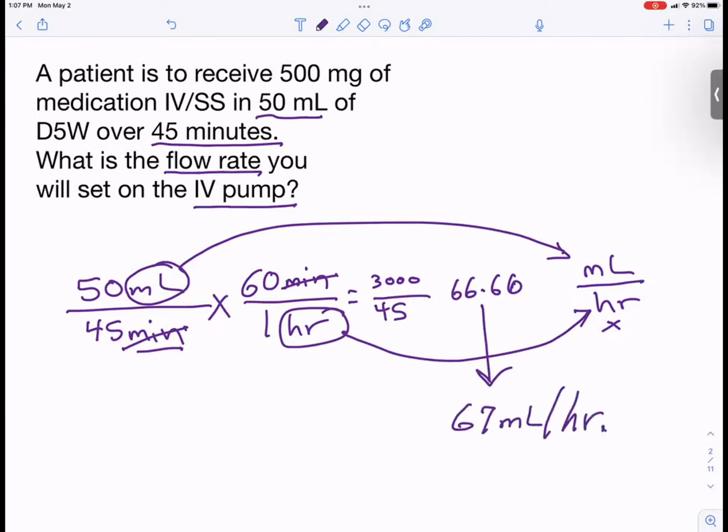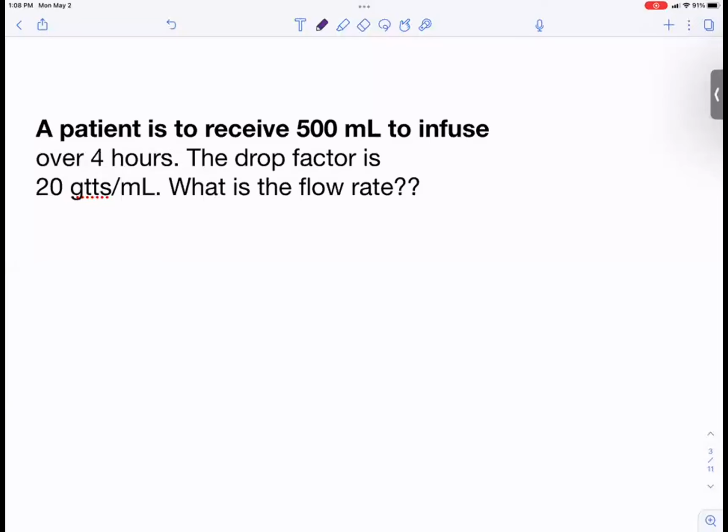So that's why we made you remember those abbreviations. So IV Soluset, IV Piggyback, these are smaller infusion bags. And often we'll run medications with just 50 milliliters or 100 milliliters. And again, we're not worried about the strength because the question is not asking us dose or strength. So when we're solving for infusion rates, we're looking at that volume, which is 50 milliliters, and time, which is 45 minutes.